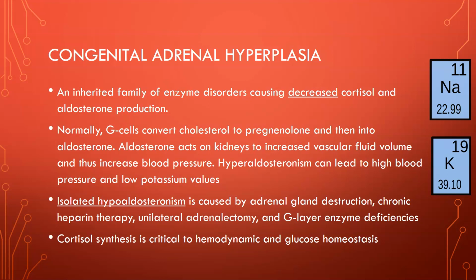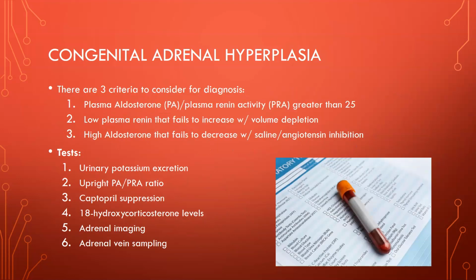Cortisol synthesis is critical to hemodynamic and glucose homeostasis, and that would be affected, of course, because you would have decreased cortisol production in congenital adrenal hyperplasia. So congenital adrenal hyperplasia, there are 3 criteria to diagnose this disorder. One, you want to get plasma aldosterone to plasma renin and look at the ratio between the two. So the aldosterone to renin activity is greater than 25. That would indicate congenital adrenal hyperplasia.